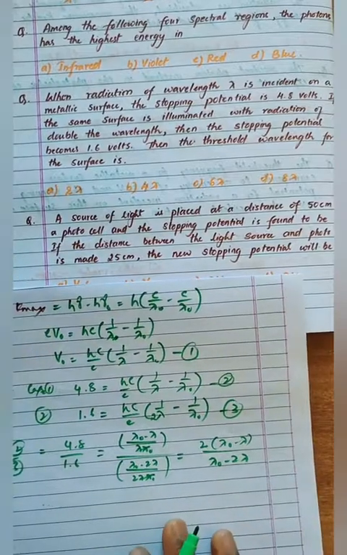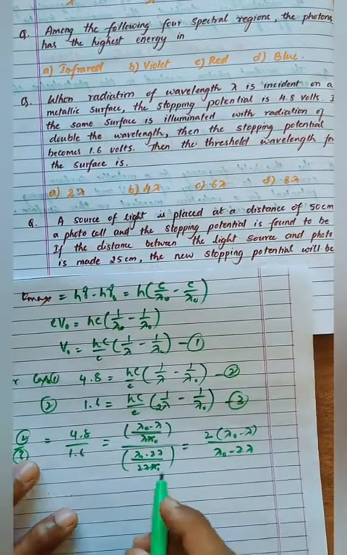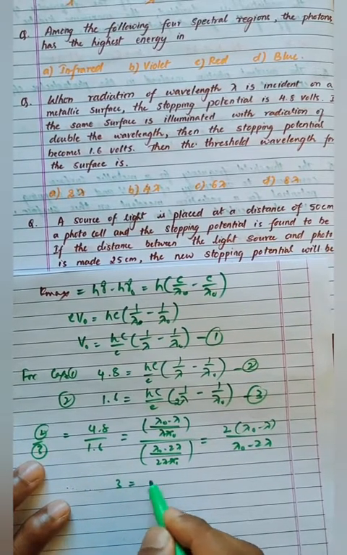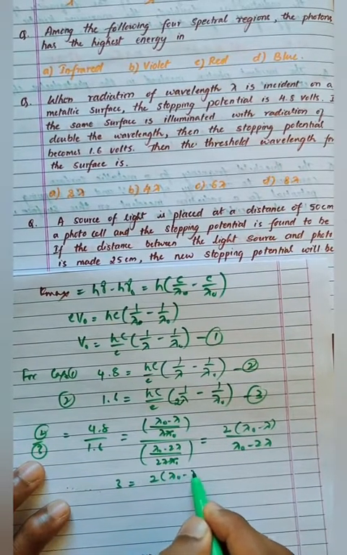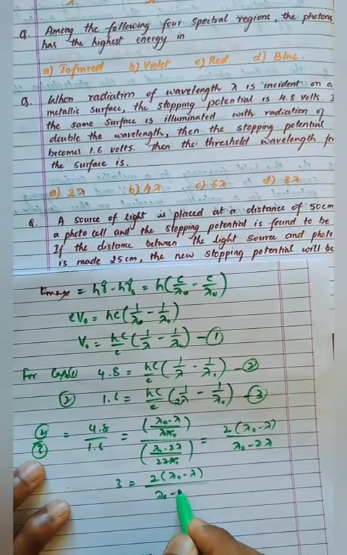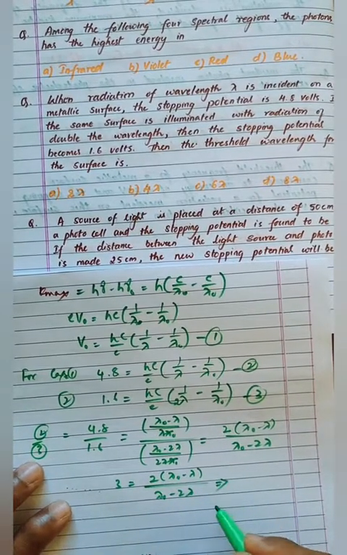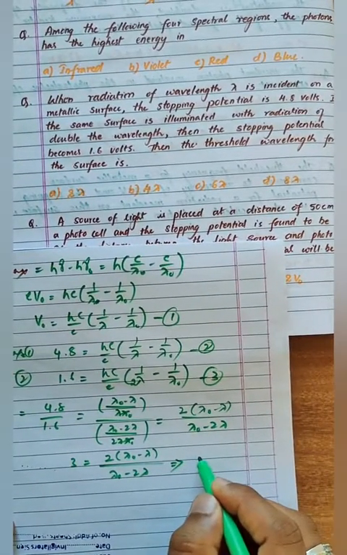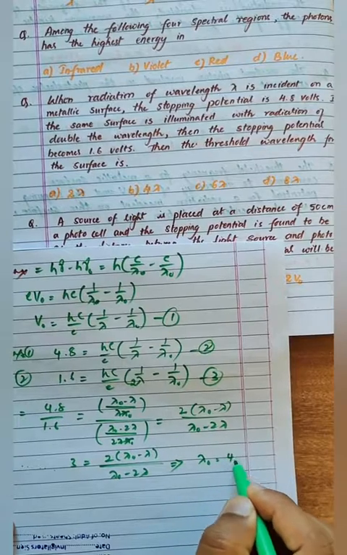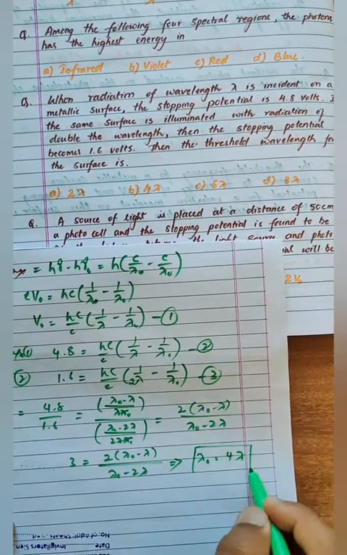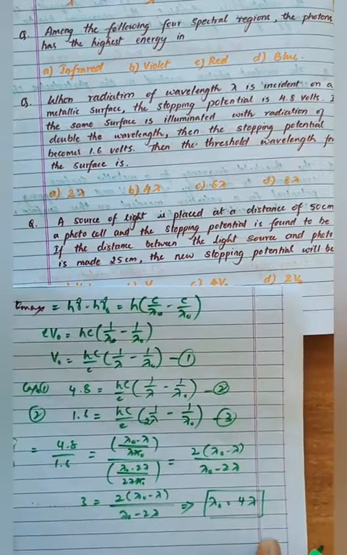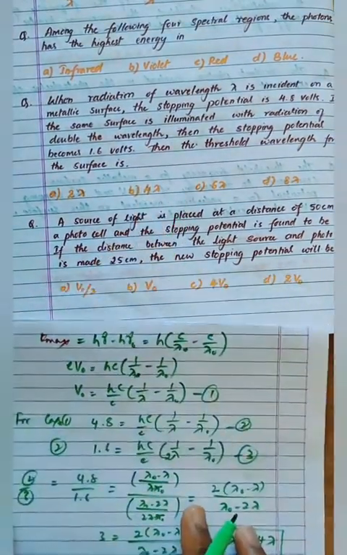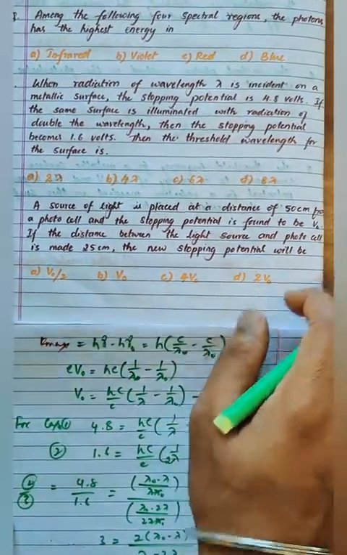After cross multiplication, 4.8 by 1.6 is 3, which is equal to 2 times (lambda naught minus lambda) by (lambda naught minus 2 lambda). Further simplification leads to the answer lambda naught is equal to 4 times lambda. So this is the final answer. It means option B is the right answer. Clear? Now we'll go with one more problem, the last problem of this video.